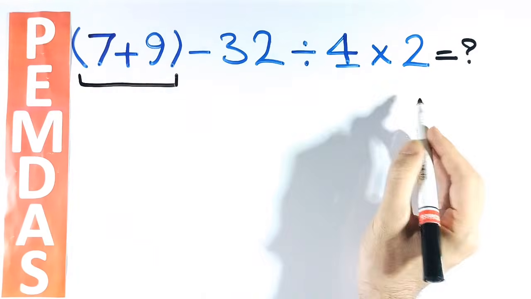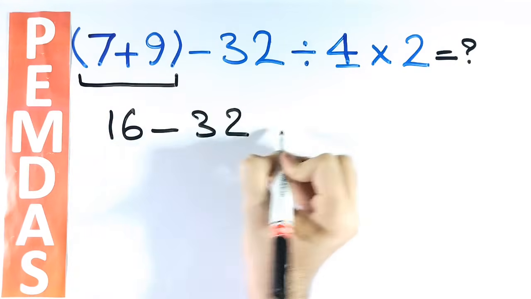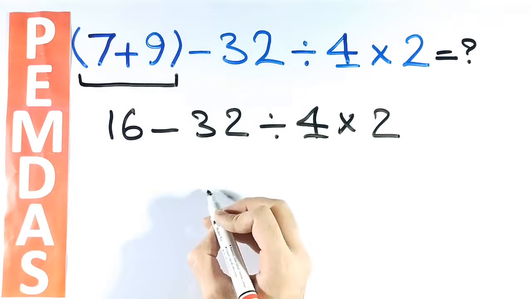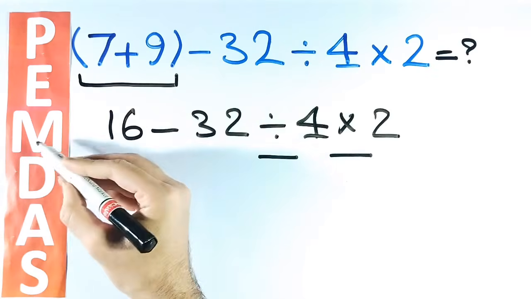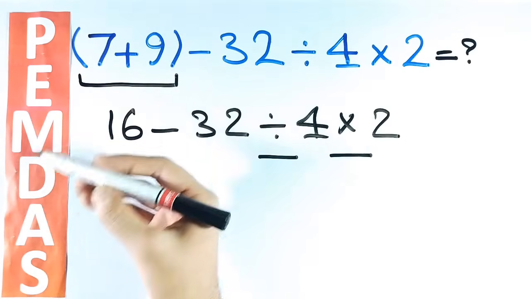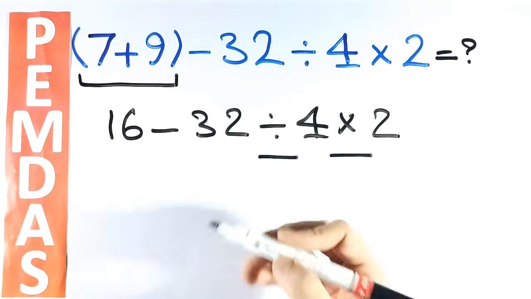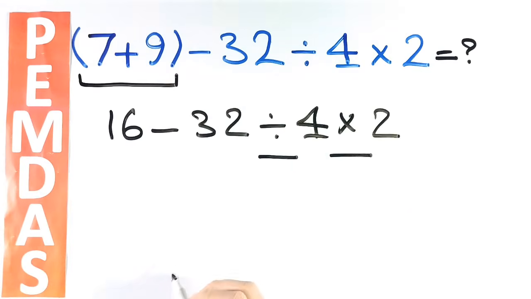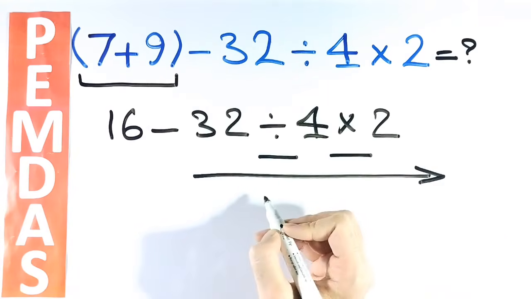So, instead of this expression, we can write 16 minus 32 divided by 4 multiplied by 2. In the next step, we move on to the division and multiplication, because multiplication and division have a higher priority than subtraction. However, we must pay close attention that multiplication and division have the same level of priority, and we must perform these two operations from left to right.